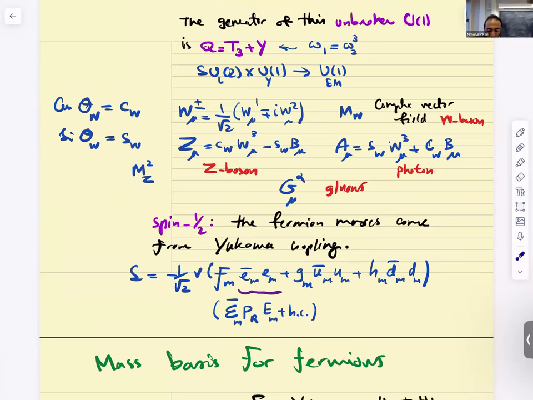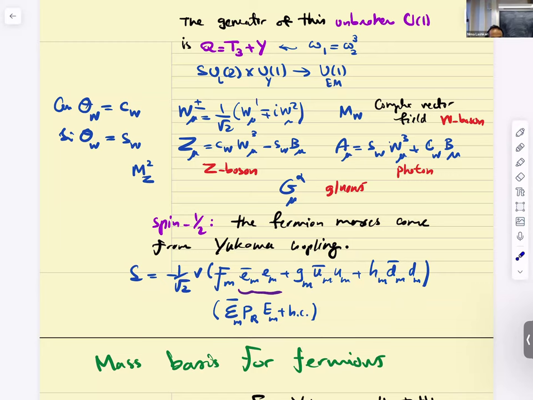We have the spin half particles, the fermions. They get their masses from the Yukawa coupling, and we could write them in terms of the Dirac fermions in the following form. These are the leptons. These are the quarks, right? V has to sit there. You could expand this. You get this form.